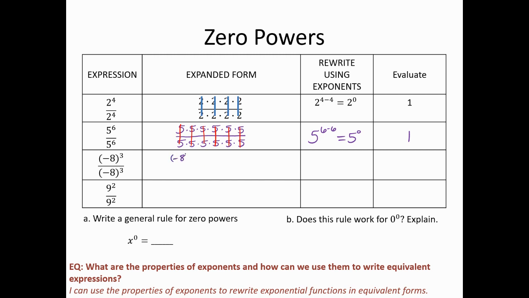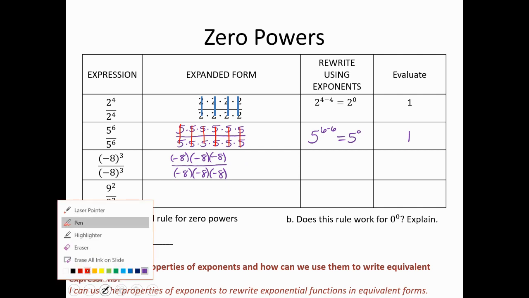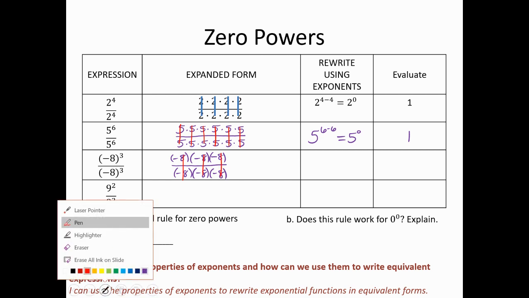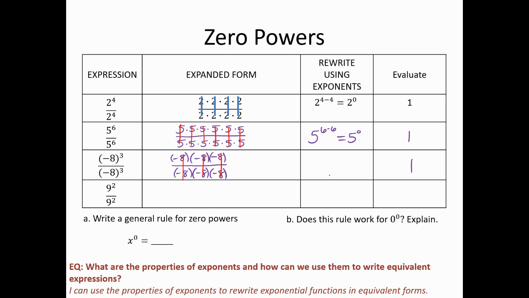Same thing. Negative 8, we're going to write that 3 times in the numerator, the top of the fraction, and 3 times in the denominator. Again, I'm going to cancel out. Negative 8 divided by negative 8 is 1, and so on, and my end answer is 1. The way I represent that with exponents is negative 8 to the 3 minus 3, which is negative 8 to the 0 power.